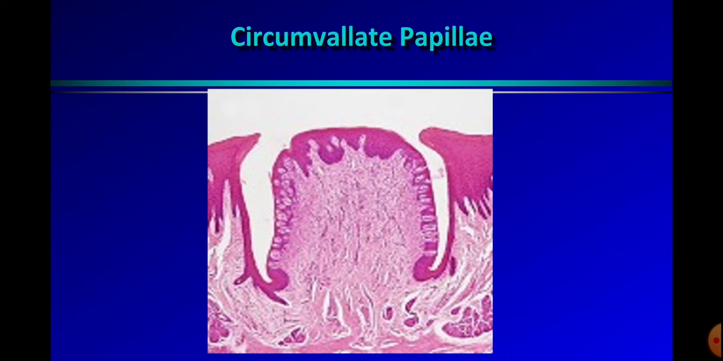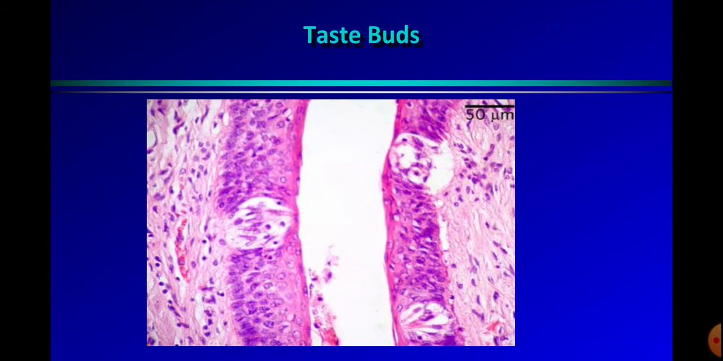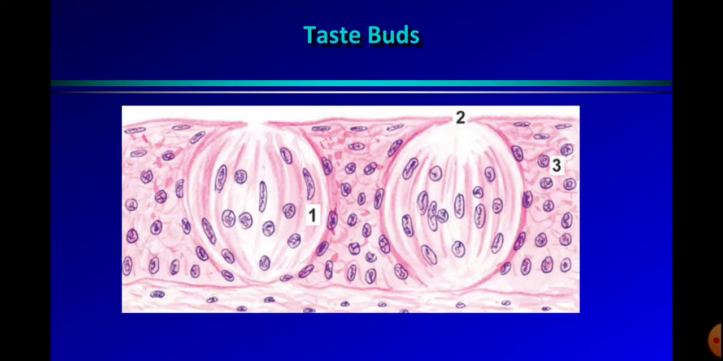Now we will see how the slides of the tongue look. Okay, this is the taste bud. This is the taste bud in the wall of the circumvallate papilla. Here this is the taste bud. This is the high power of the taste bud.